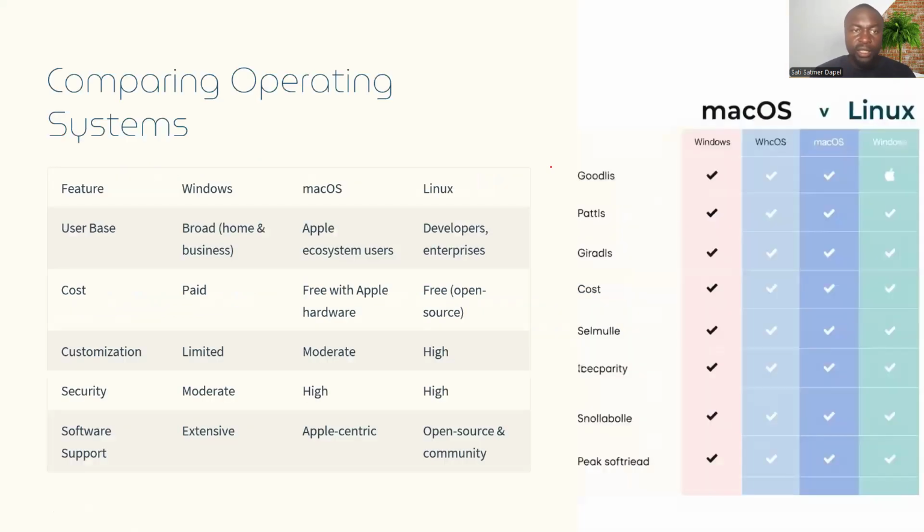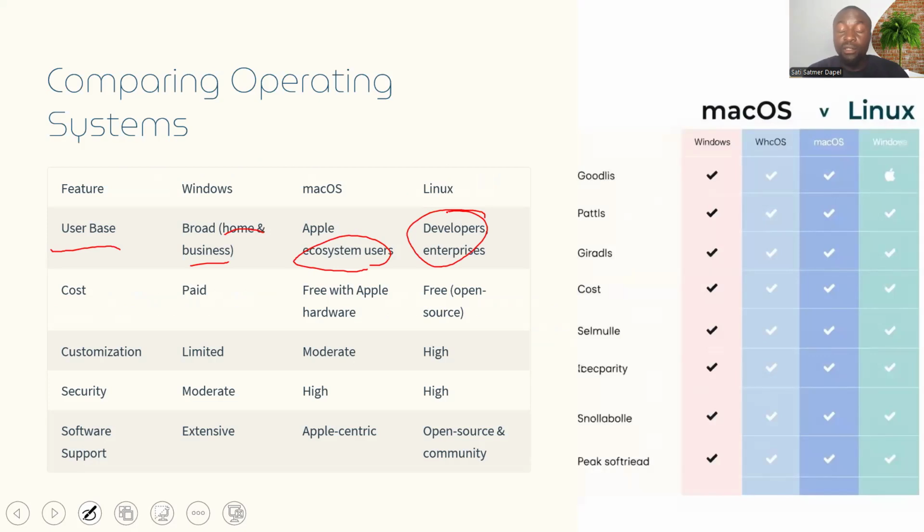So the next thing is the different operating systems. In terms of user base, Windows is more broad for home and business. Apple has its own ecosystem. Linux is basically used by developers, enterprise, or people who use it for servers or security.